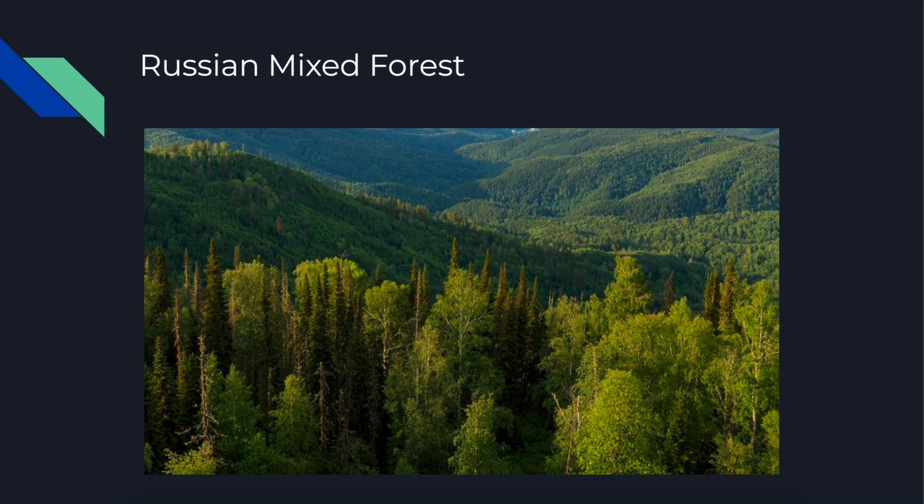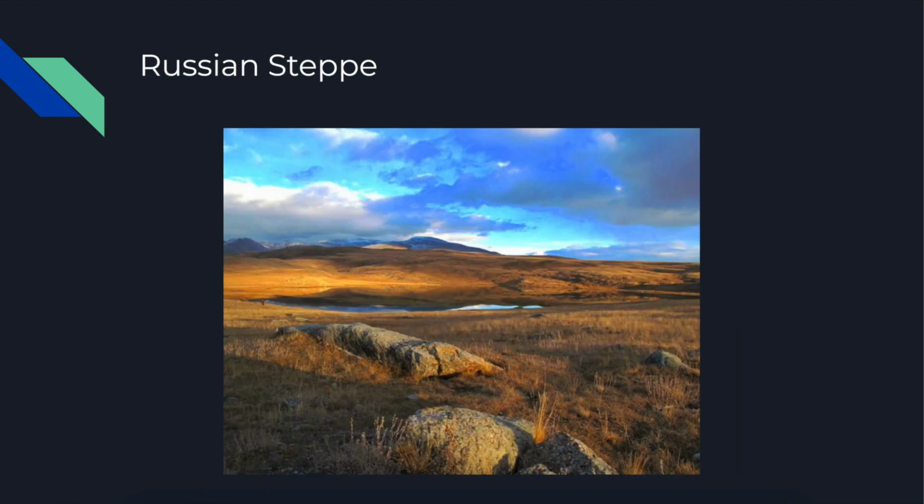Next is going to be the mixed forest. So again, we're continuing more southwest. We arrive at the mixed forest. This is where we're going to get a pretty healthy mix between deciduous and coniferous trees. The mixed forest is going to have more fertile soils, and this also happens to be where Muscovite Russia sits, or Moscow. After the mixed forests, you start getting into the Russian steppe, or the Russian steppe zone.